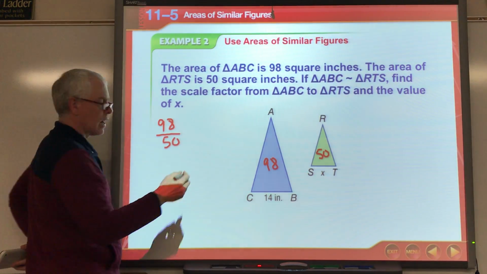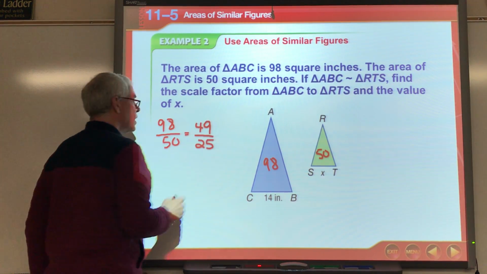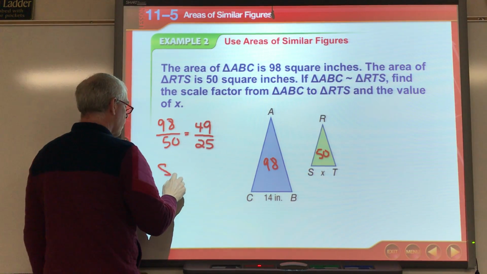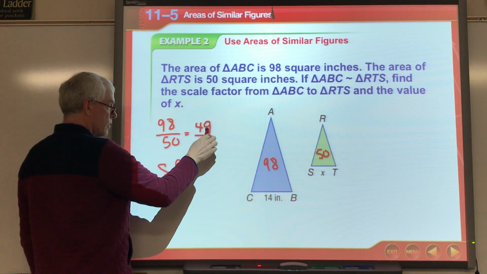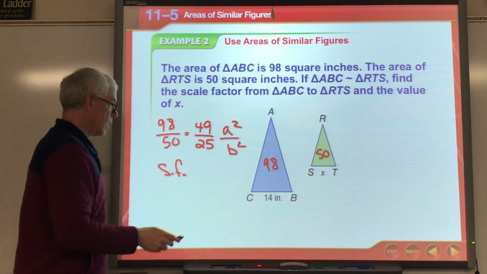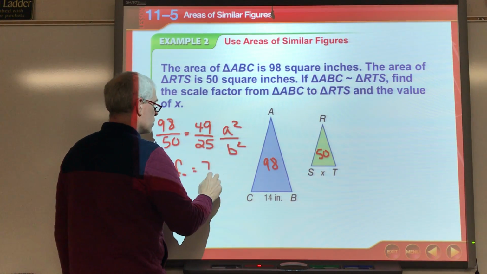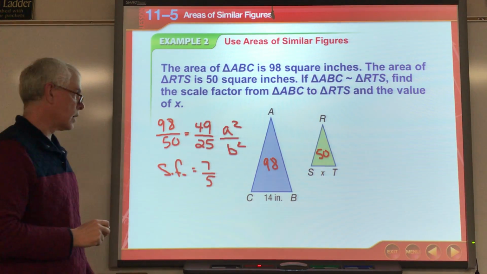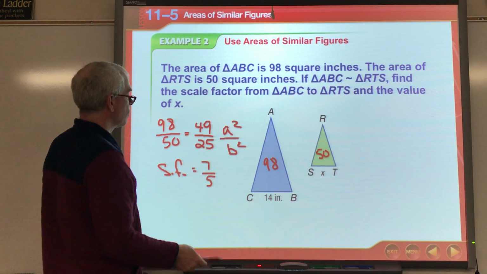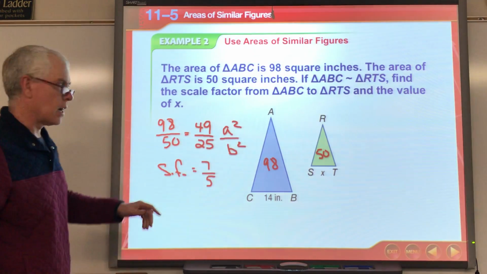I can simplify that. I can divide both by 2 and get 49 over 25. Again, that's the ratio of the areas, which means the scale factor, if this is A squared over B squared, then A over B is the square root of these. So the scale factor is going to be 7 over 5, the square root of 49 over the square root of 25. And then I can set up a proportion to solve. So 7 over 5 equals 14 over x, and we'll see that on the next slide.